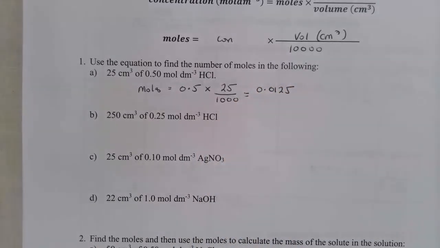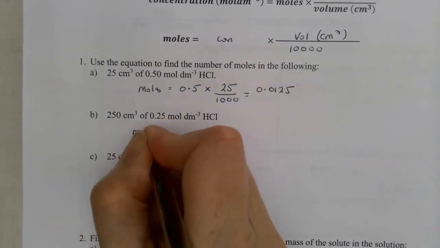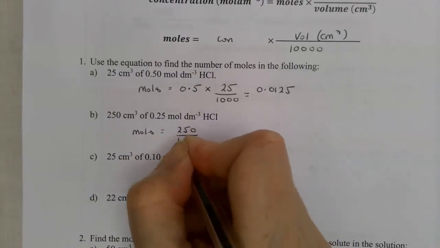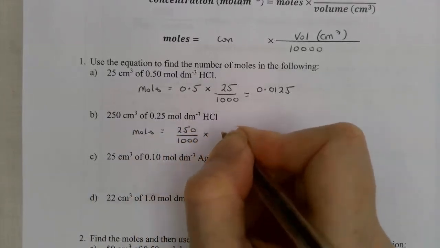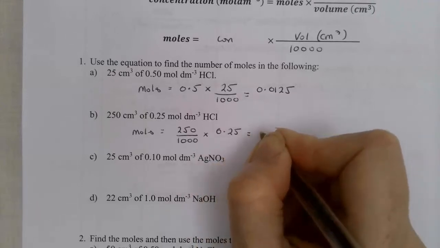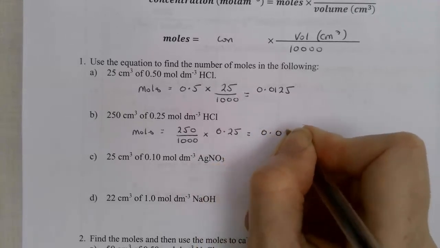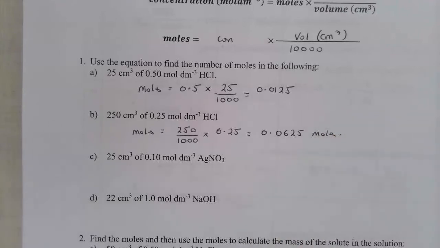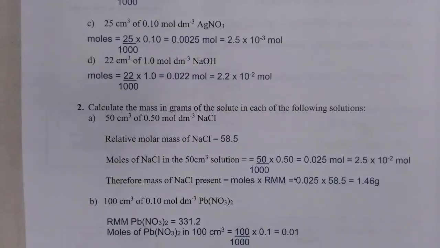So that equals 0.0125. Doesn't matter what order I do that in, because it's all times. So we can also say moles is equal to the volume, 250 divided by 1,000 times the concentration, 0.25, and that gets me 0.0625 of a mole, and so on. So it's the same steps all the way through.